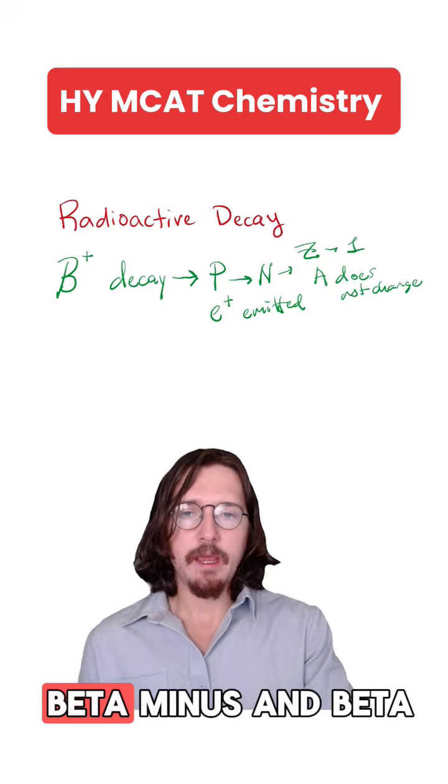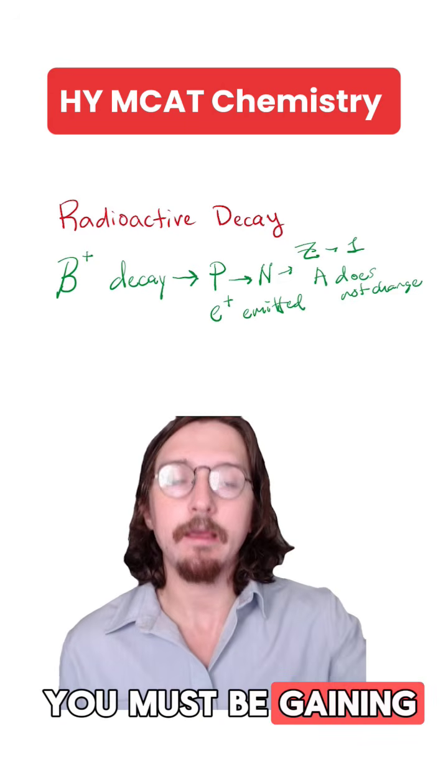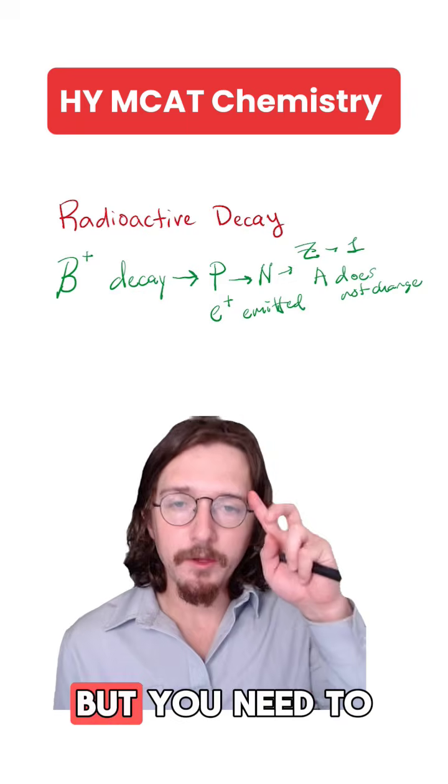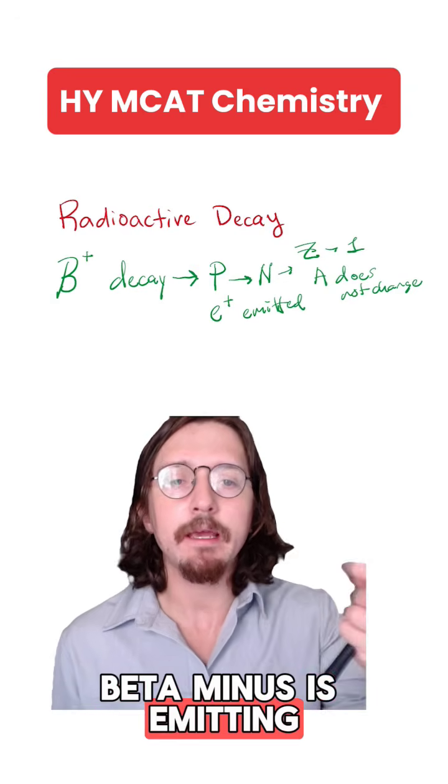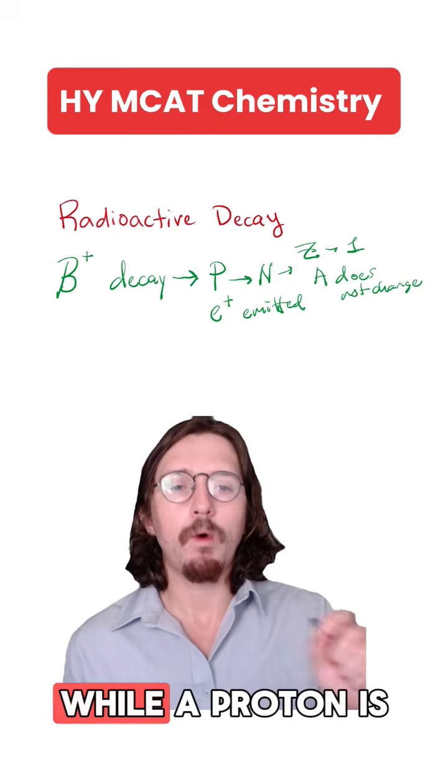And so these beta minus and beta plus, they're kind of the opposites, and it's easy to get them confused because you might think that, well, it's beta plus, so you must be gaining a proton, and beta minus, you must be losing a proton. But you need to think about it in terms of what's emitted. Beta minus is emitting an electron while a neutron is becoming a proton, right? Whereas beta plus is emitting a positron, that's where the plus sign comes from, while a proton is converting into a neutron.